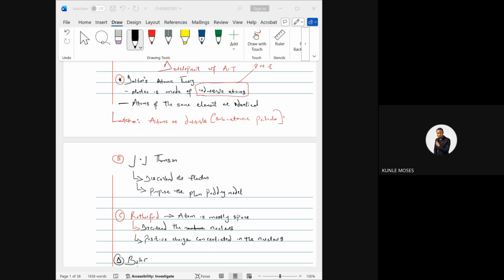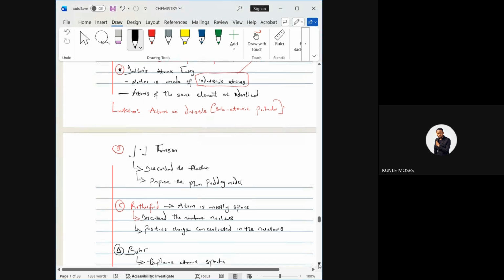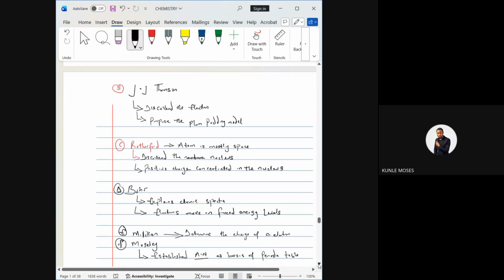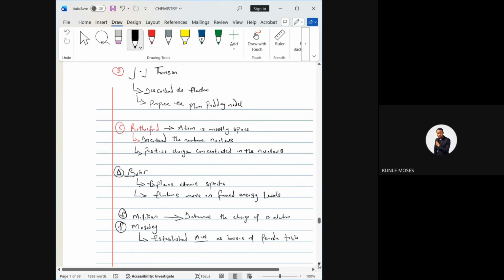Let's move to J.J. Thomson very fast. We are reading. J.J. Thomson discovered the electron and he proposed the plum pudding model. So he discovered the electron and he proposed the plum pudding model.